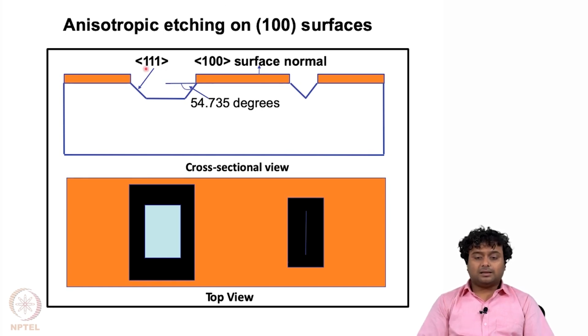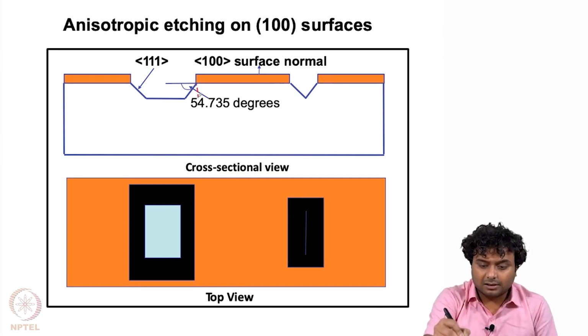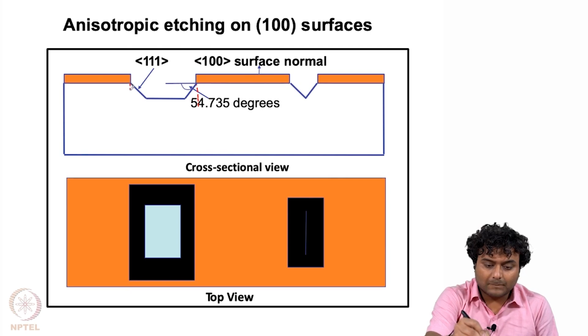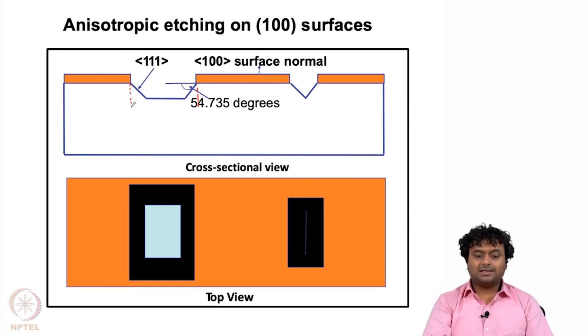Here you can see that this surface is a 100 surface, meaning its normal is in the 100 direction. As it starts etching, if I draw the surface here, this surface also will be a 100 surface, and these surfaces also will have a higher etching rate, but before that itself the 111 plane comes. From our previous slides we have seen that the 111 plane makes an angle of almost 54.74 degree with the 100 plane.